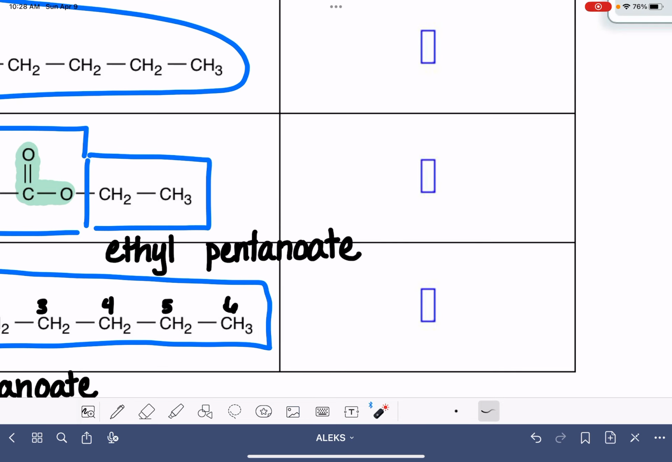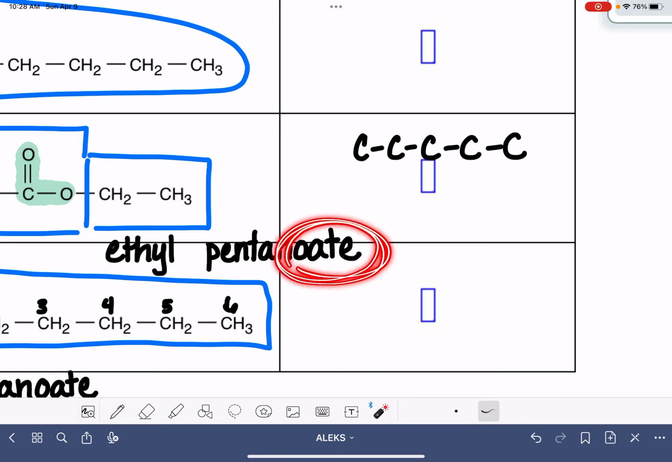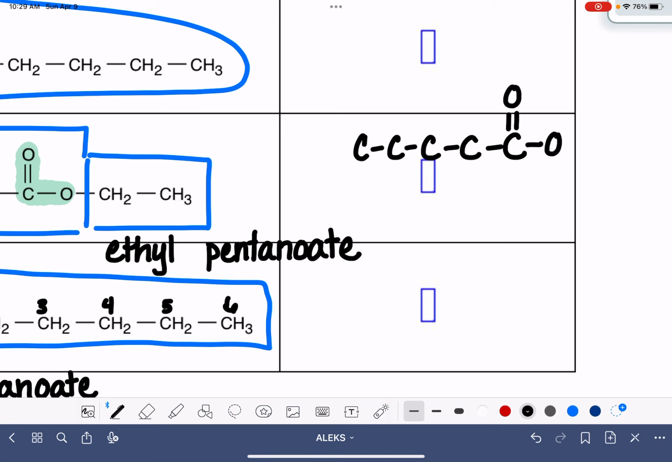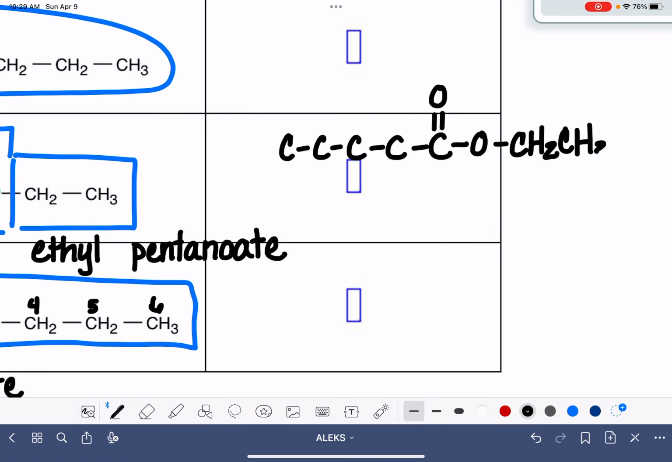Pentan tells me that there are 5 carbon atoms, 1, 2, 3, 4, 5. Pentanoate tells me specifically that one of those carbon atoms, I could pick either one at the end, is the ester functional group, like that. And the ethyl in the name tells me what's hanging off of that single bond oxygen, an ethyl group. And all I have to do to make ALEKS happy is to go back through this molecule and add the correct number of hydrogen atoms to each one of the carbons.